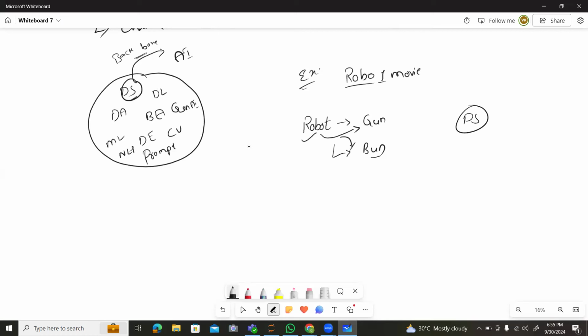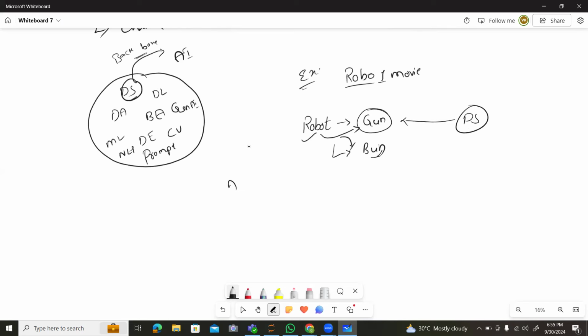So data science is simply known as dealing with the data. We need to extract the meaningful information from the data. That information needs to be used to train algorithms like AI algorithms, so the AI can detect very well. If you train the robot with good data, it will easily identify this is a gun, not a bun. Like that, data science is applied here.